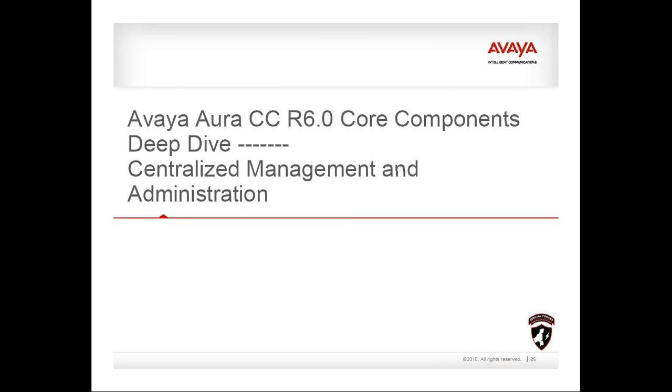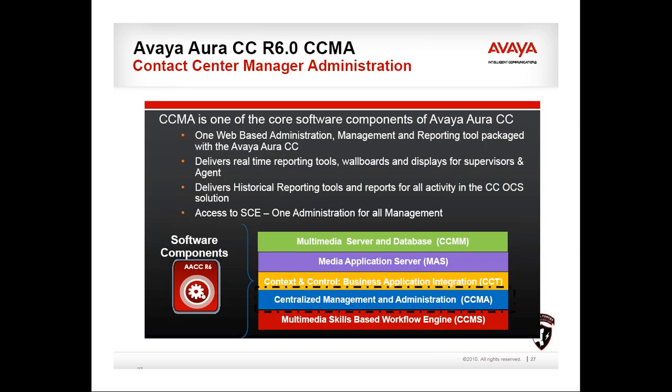All right, so going into the next piece of the core components here, the centralized management and administration. We'll take a look at that piece of the core components. CCMA, it's responsible for the web-based administration, the management and reporting tool for the contact center. So I talked about out-of-the-box reporting, right? Something that in the contact center space has been really demanded for years, and Aura Contact Center really kind of knocks it out of the park with this reporting suite that we'll talk about here in a little bit. Real-time reporting, wall boards and dashboards for agents and supervisors, as well as historical reporting out of the box, and it's all managed from the CCMA.